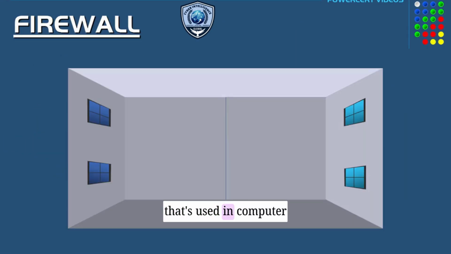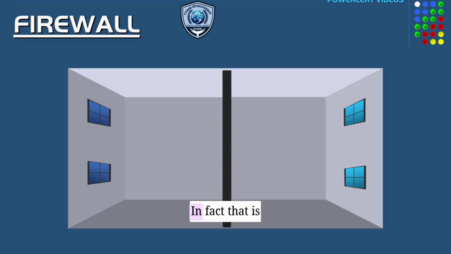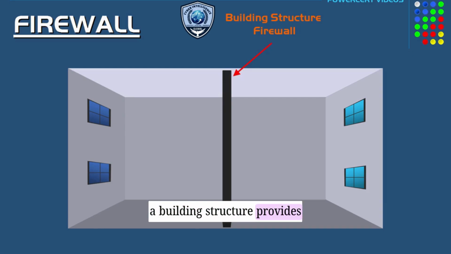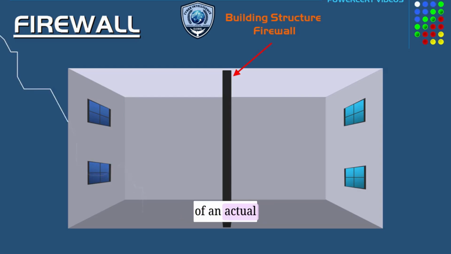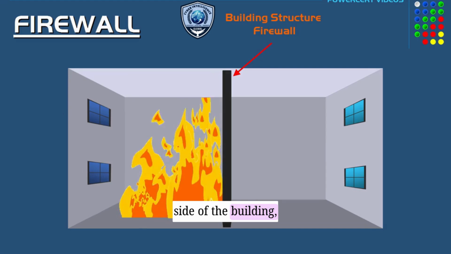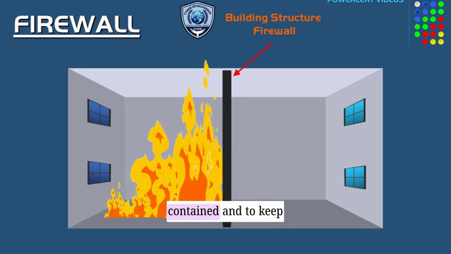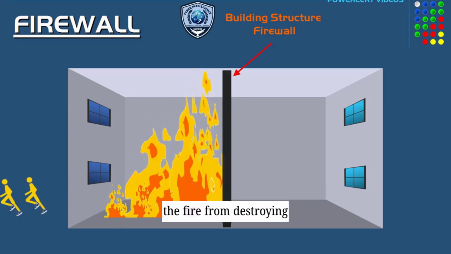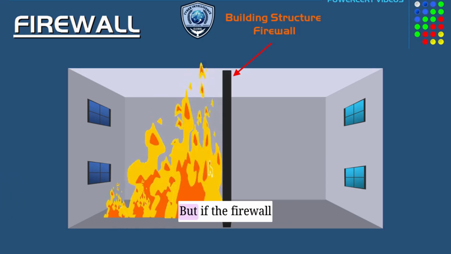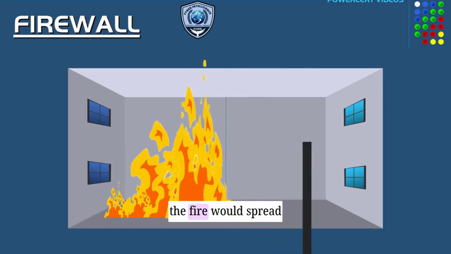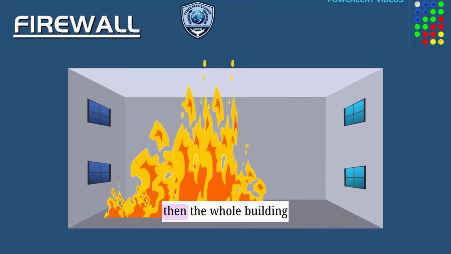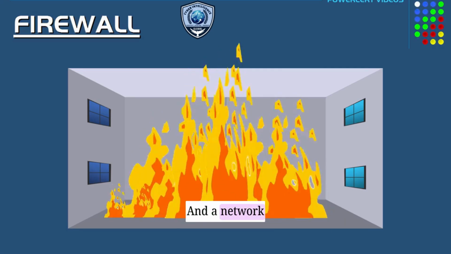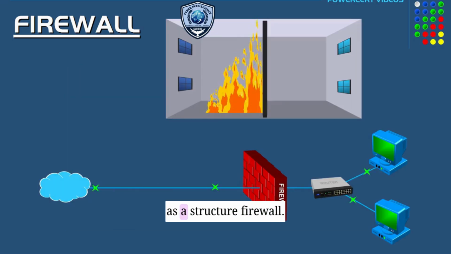A firewall that's used in computer networks is very similar to how a firewall works in a building structure. In fact, that is where the word firewall came from. A firewall in a building structure provides a barrier so that in the event of an actual fire on either side of the building, the firewall is there to keep the fire contained and to keep it from spreading over to the other side. So the firewall is there to keep the fire from destroying the entire building. But if the firewall wasn't there, the fire would spread over to the other side and then the whole building would be destroyed. And a network firewall works in a similar way as a structure firewall.